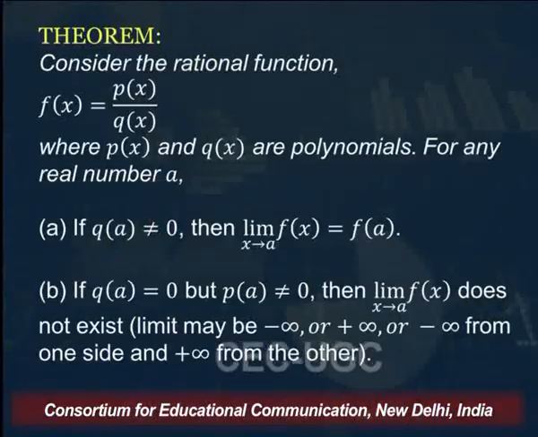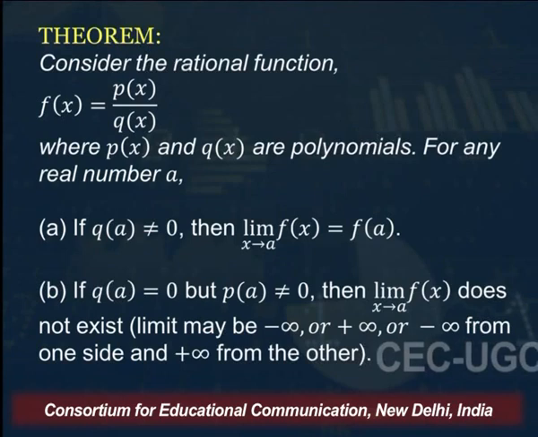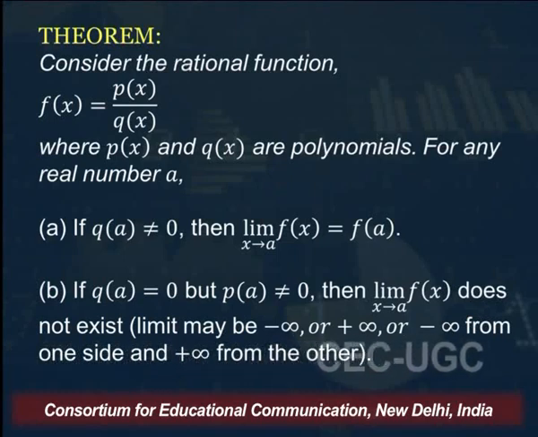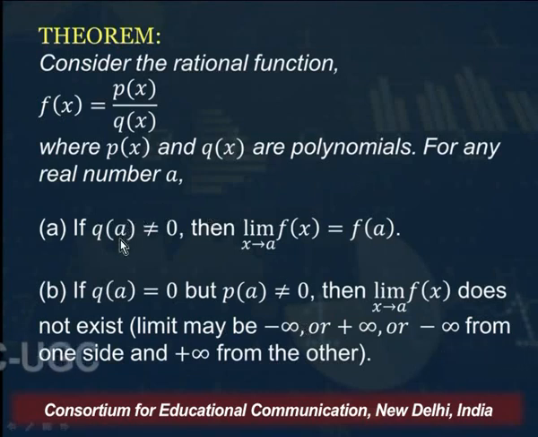Okay, we have a theorem here, and this is actually a very important theorem. Consider the rational function f of x equal to p of x divided by q of x, where p of x and q of x are polynomials. Now here we are going to distinguish between two cases. For any real number a, if q of a, the denominator at a, is not equal to 0, then the limit of f of x is nothing but f of a as x tends to a.